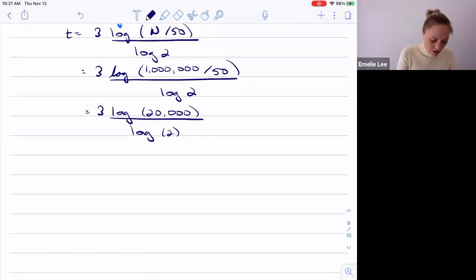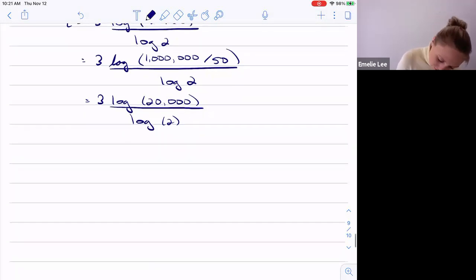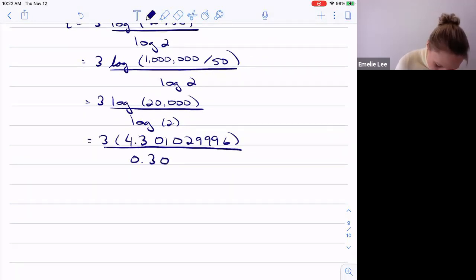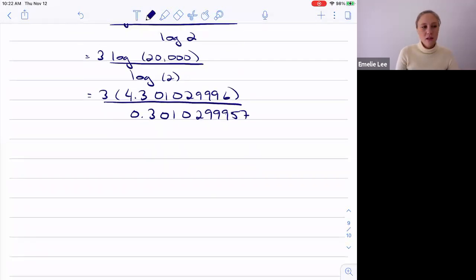So if we take the log base 10 of 20,000, 1, 2, 3, okay. I get 3 times roughly 4.3010299996 divided by the log base 10 of 2, which is 0.3010299957. So now, because I want to have all my numbers in my calculator, I'm going to redo log base 10 of 20,000 and then multiply it by 3 and then divide by this.